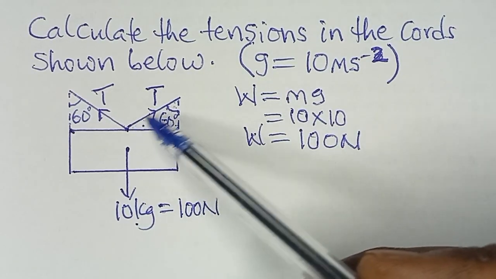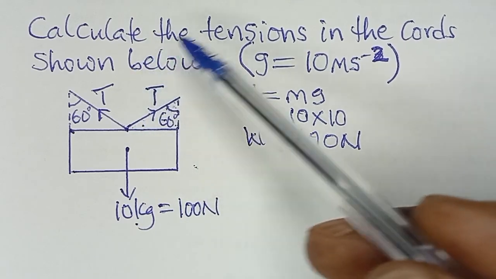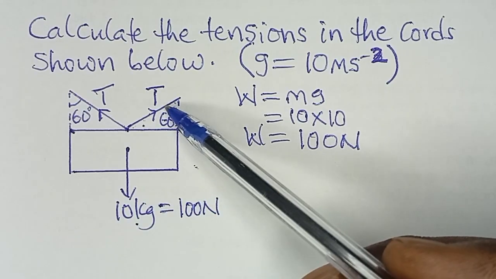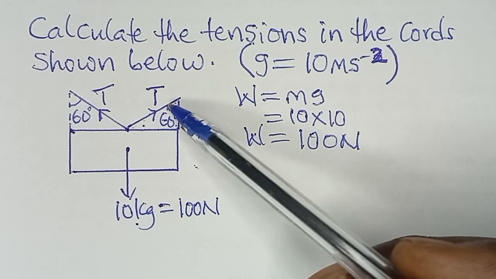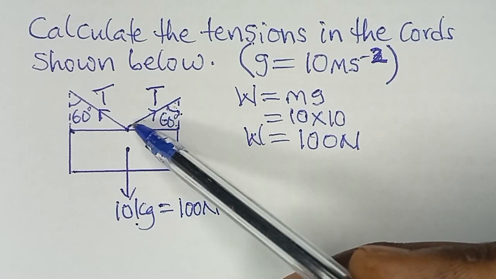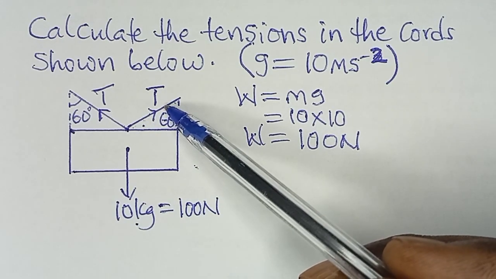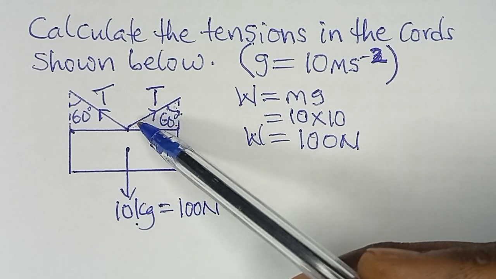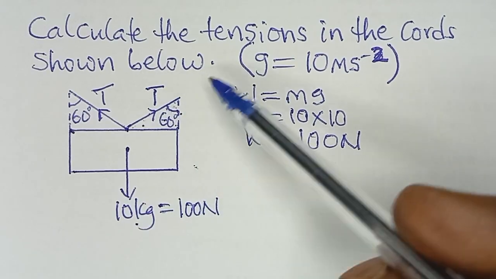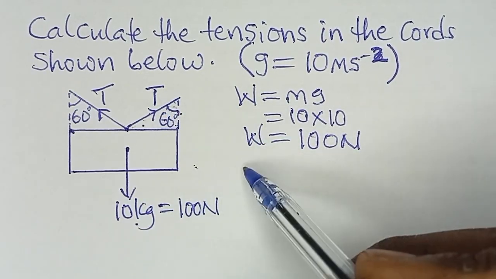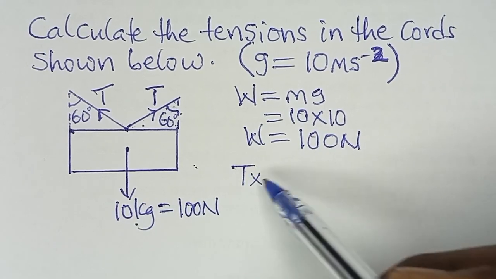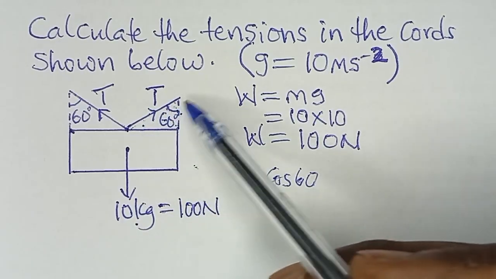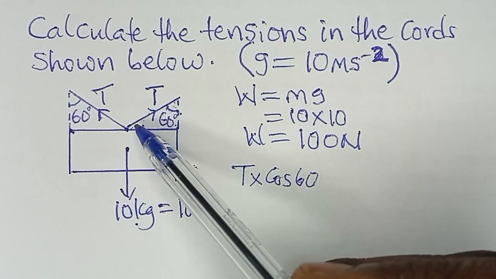So for us to get the vertical component of this force, we have to take the cosine of this angle, because the angle is to the vertical direction. Because this force has its angle given to the vertical, we can simply use the cosine of this angle to get the vertical component. So the vertical component of this tensional force will be T times cos 60. That is the vertical component.